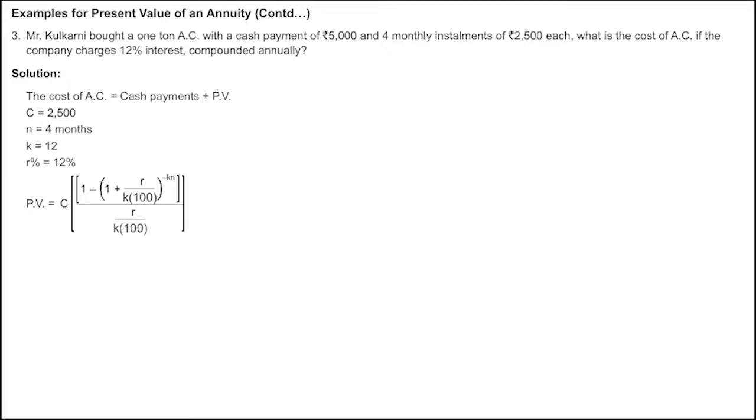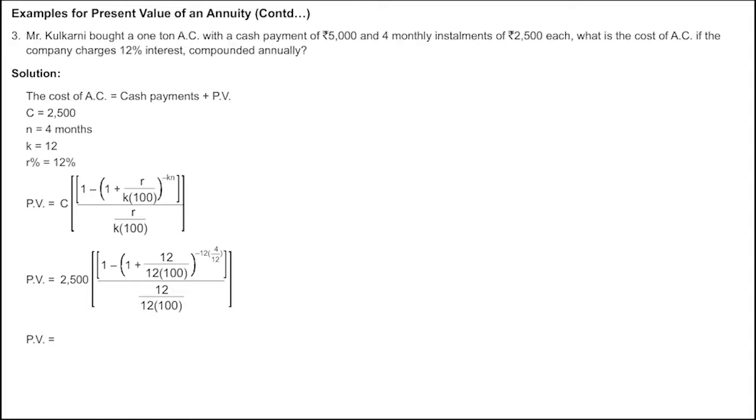We're going to substitute the values of C, N, K and R. So when we do so, what will be our present value? 2500 into the bracket 1 minus 1 plus R is 12, K is 12 into 100 whole raised to minus Kn. K is minus 12, N will be 4 upon 12 because we have to convert N equal to 4 months into years, which is nothing but 4 upon 12. And in the denominator we get 12 upon 12 into 100.